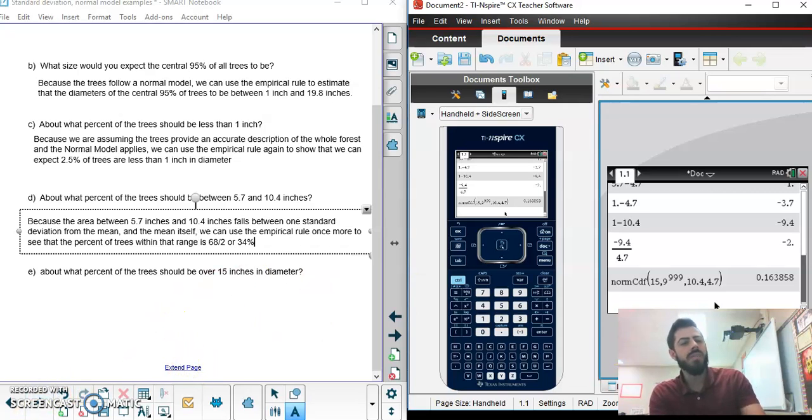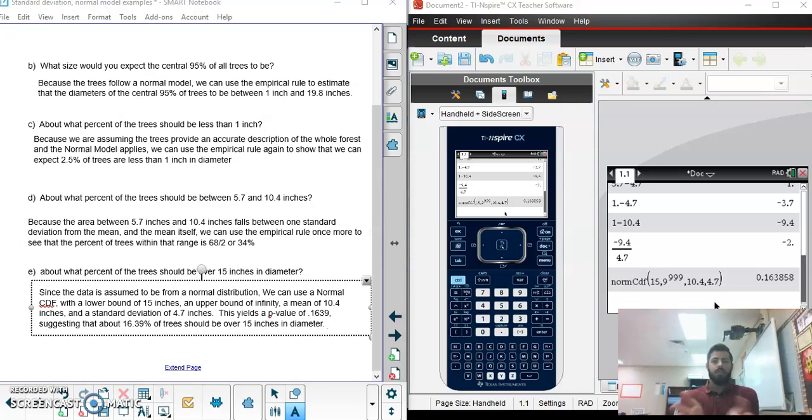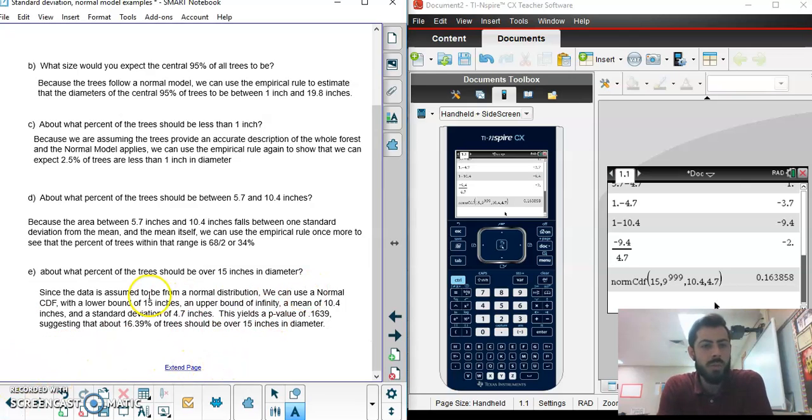So to write that out, I'll give you a second. There's a correct numerical answer. See if you can write out or scribble out an answer that would be acceptable by College Board standards. All right, and there you go. There's my answer. Since the data is assumed to be from a normal distribution, we can use the normal CDF with a lower bound of 15 inches and an upper bound of infinity, a mean of 10.4 inches, and a standard deviation of 4.7 inches. This yields a p-value of 0.163858, or you want to round to the second decimal place usually, 0.1639, suggesting that about 16.39% of the trees should be over 15 inches in diameter.